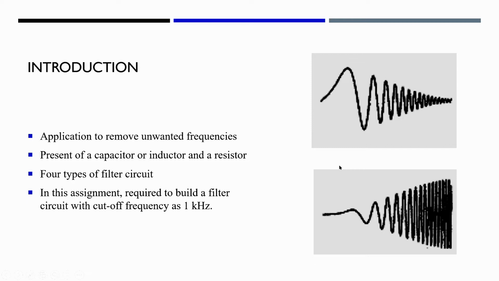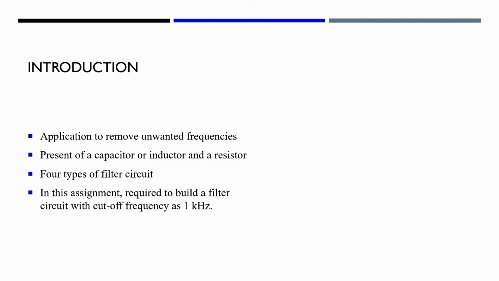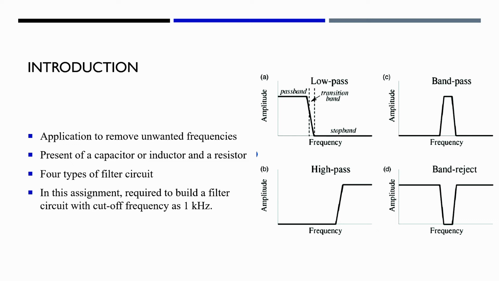So how is this filter circuit actually built? Well, it is actually simple. It uses a capacitor or an inductor and a resistor, so it must be a reactance component and a resistive component. For our assignment, for our projects, for these presentations, we are using a capacitor and a resistor. In addition, there are 4 types of filter circuit that we know, which are low pass filter, high pass filter, band pass filter, and band reject filter.